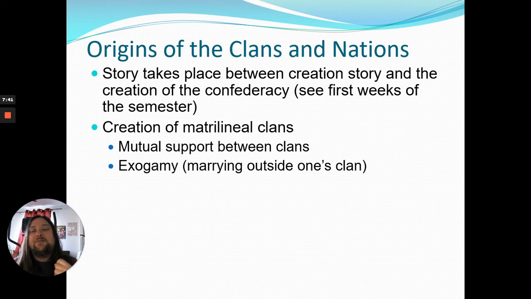So the story that you're reading this week brings up the creation of the clans. I'm not going to go into it here because you'll read about it, and it's very short and it's very clear. And so, you know, someone comes along and talks about, okay, so we have these clans that are being created. They're matrilineal, so you already learned that way back when, right?